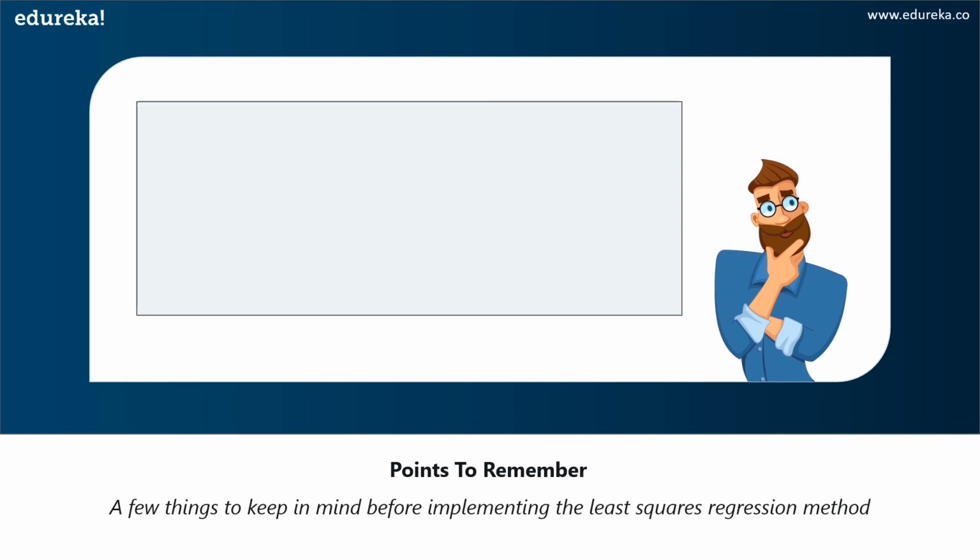Now, a few things to keep in mind before implementing the least square regression method is that the data has to be free of outliers, right? If the data is not free of outliers, then your final output is going to be biased, or it's going to be very wrong, because outliers are basically data points which are calculated because of a few mistakes, which make no sense at all. So you have to make sure that your data is free from outliers.